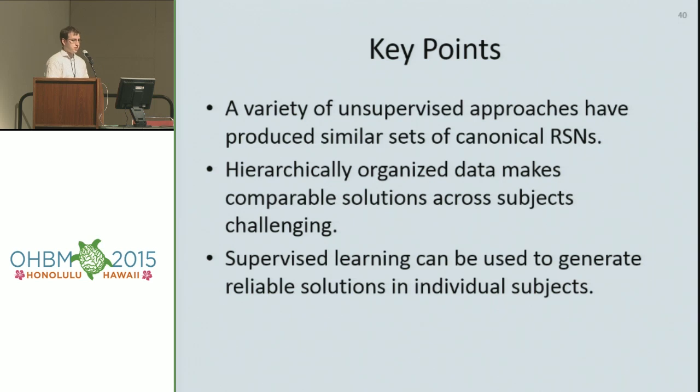So key points from this are that a variety of unsupervised approaches have been successful in producing sets of canonical RSNs, and they're remarkably consistent across methods despite using very different methodology, whether it's seed-based or ICA. Because of the hierarchical organization of the data, finding solutions that are comparable, a one-to-one match between different data sets, can be difficult if these methods are used independently on different data sets. However, by using supervised learning, we can guarantee a one-to-one mapping, and we can guarantee that we recover reliably the same component in each subject.